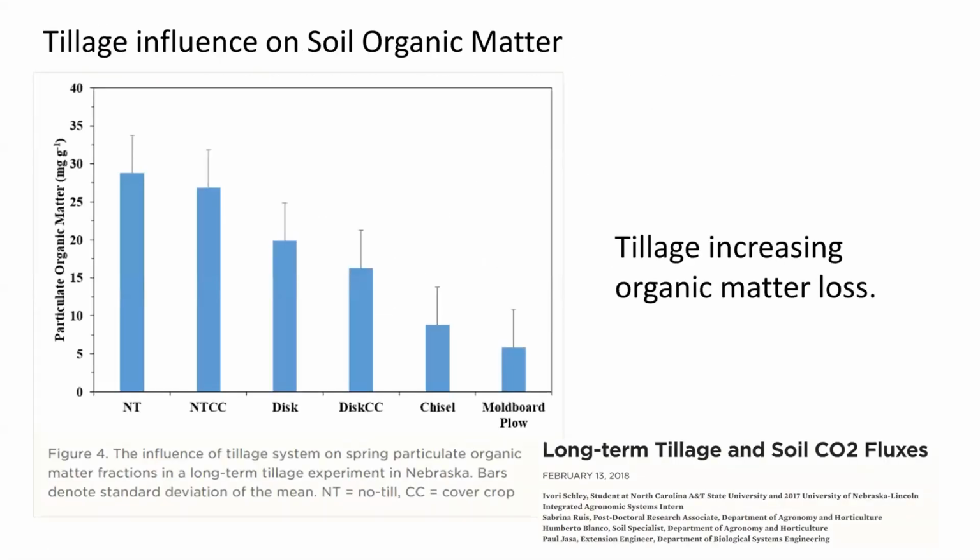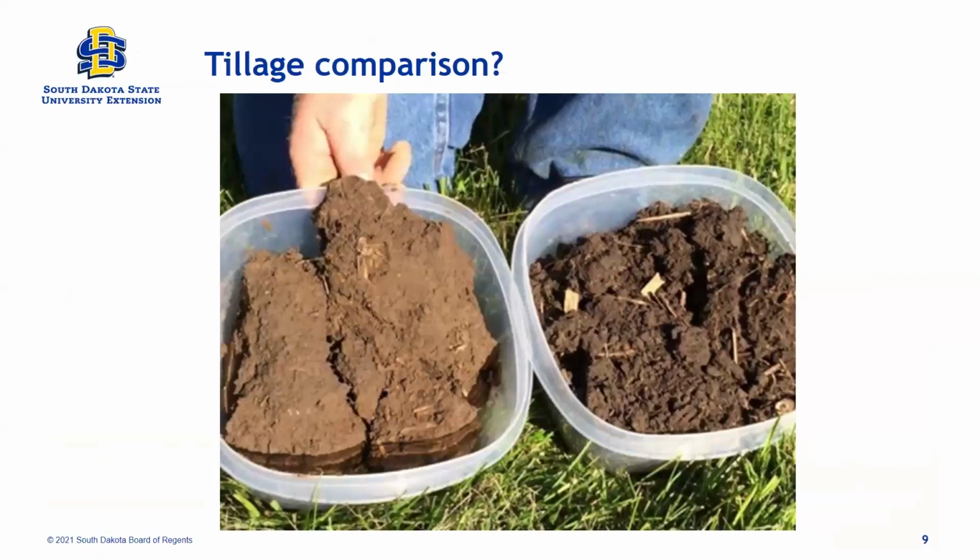Tillage reduces organic matter. Just a study out of North Carolina here. No-till having the highest particulate organic matter, and as we increase tillage intensity, that organic matter is going down. We can see it visually. I show this slide, I think, every time I speak about soil health. It's so impactful.